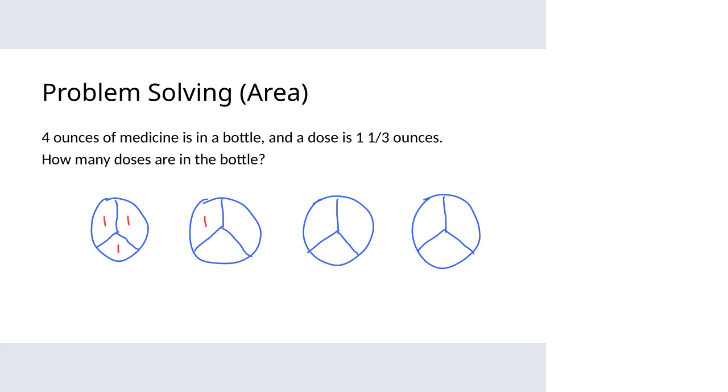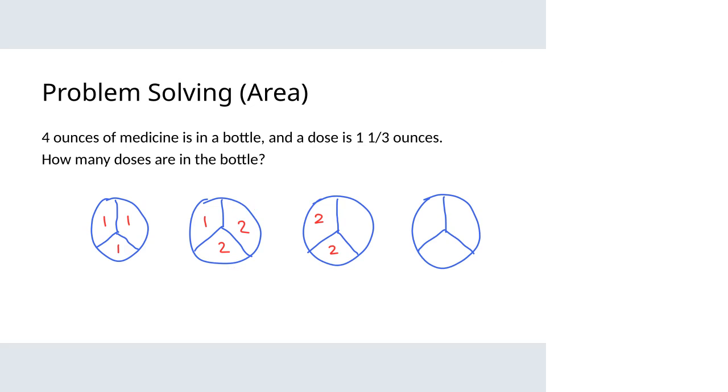What I've done here is I've counted: here's a whole ounce, and there's another third of an ounce. So 1 1/3 ounces is that first dose. Then I'm going to do the second dose, and that's going to be 1 1/3 ounces. Remember, I chopped these into thirds. So this one's a third, this one's a third, this one's a third, and this one's a third. So I need 1 1/3 more to make a dose.